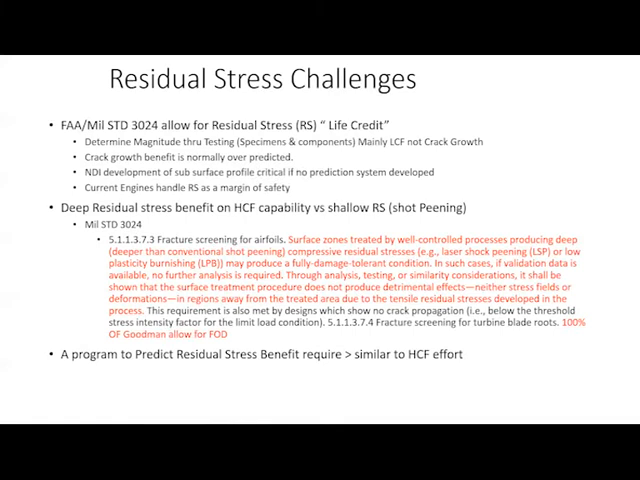The thing I want to get your thinking about is how to get this life credit. In the Air Force, MIL-STD-3024, which is called PSIP, is the design system that you use when you're designing a military engine. In the FAA, it's called FAR 33. The bottom line is they allow you to take a life credit, mainly for LCF. You can't use it on crack growth.